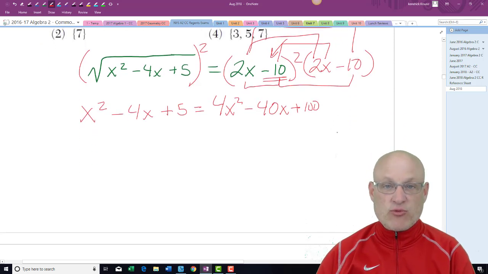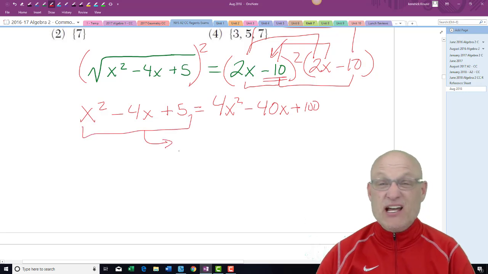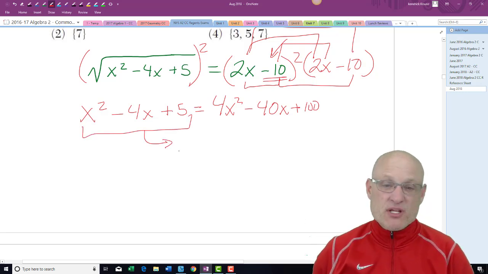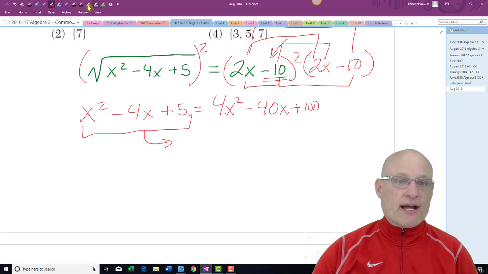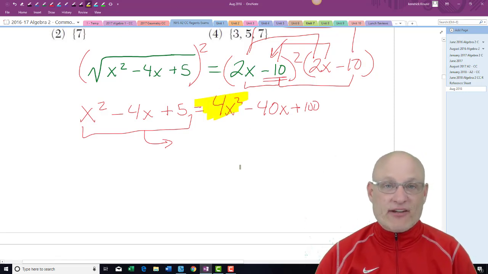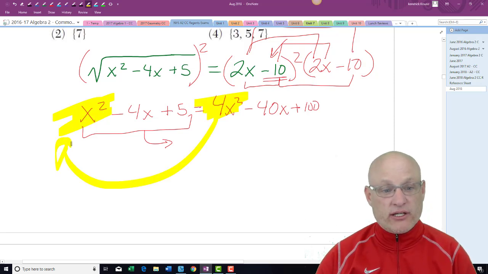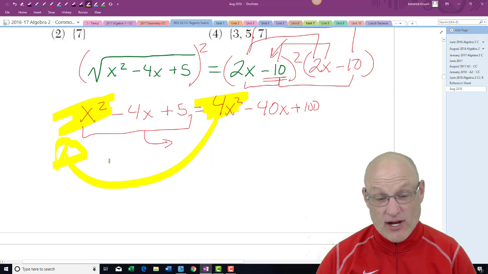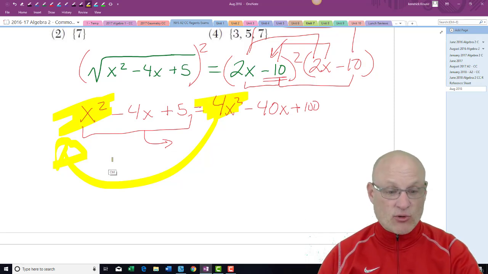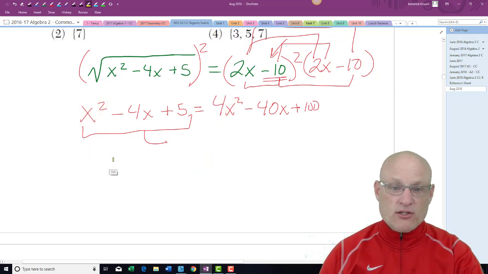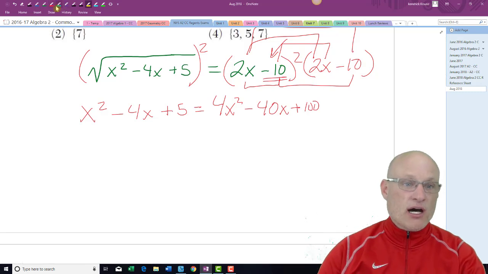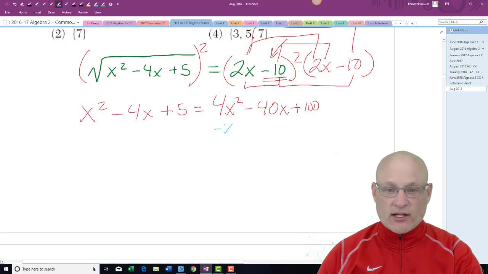Now, this is a quadratic, so we're going to end up factoring it. That means all three of these things need to go to that side. Now, why are they going to the right? What you want to do is look at your x squared. You never, ever want to have a negative x squared. So if I move this 4x squared over here, I would have, and I've got to subtract it, negative 3x squared. Now, that's not what we want. So we're going to move all this stuff over. I'm just going to subtract x squared. I'm going to add 4x. And I'm going to subtract 5.